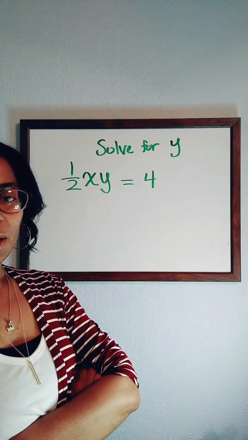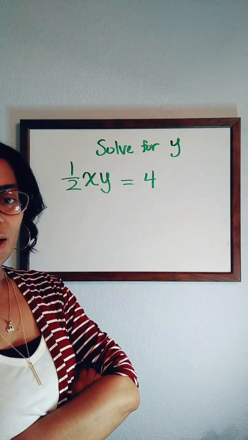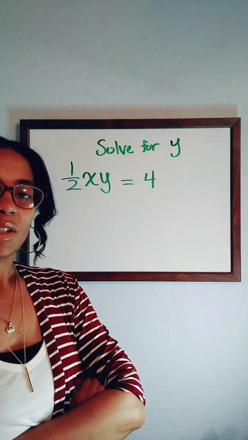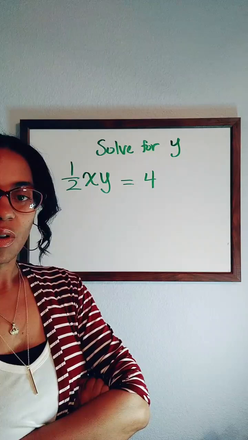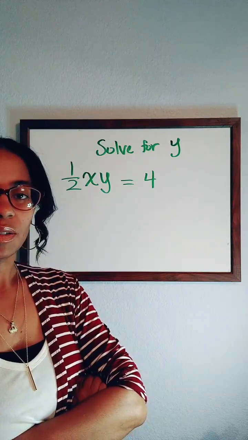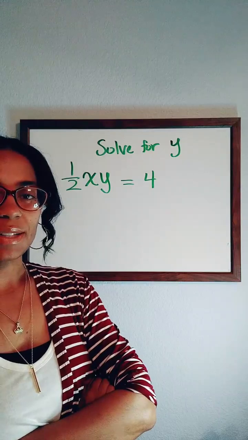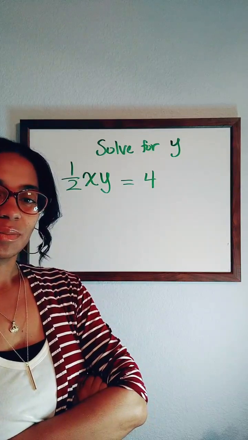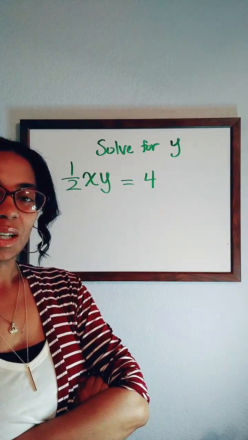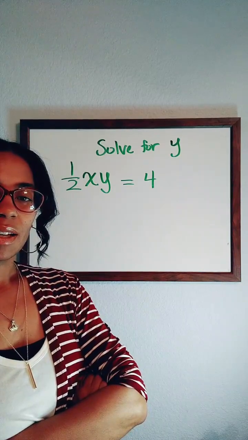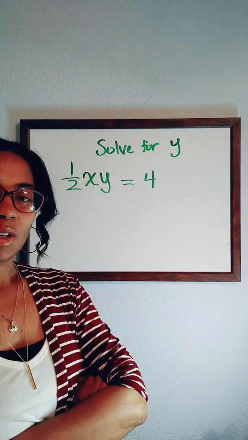All right, so we got to get y by itself. We're multiplying. We have 1/2 times xy is equal to 4. Okay, so what are we going to do to get this y by itself? What do you think? I'm multiplying by 1/2 and x equal to 4.